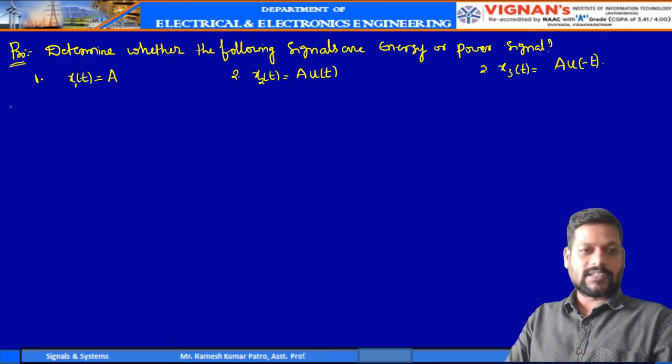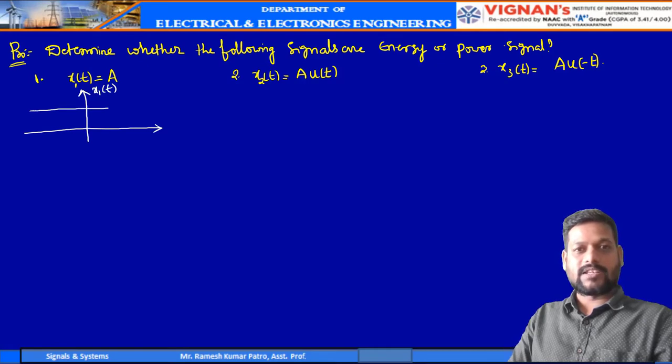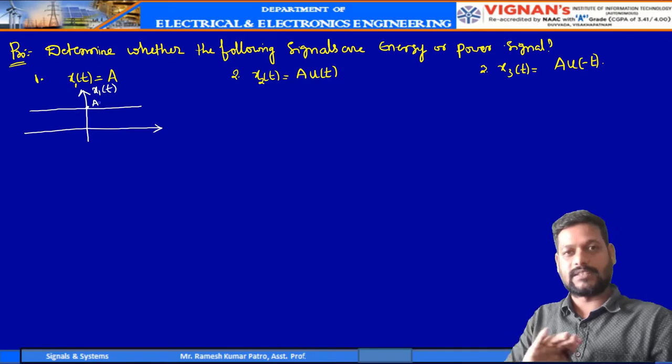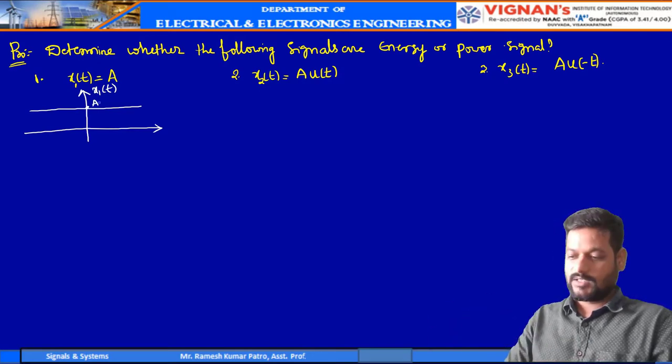The first problem is x of t is equal to a. If we draw the signal, it looks like this. This one is the signal x1 of t, which has a constant magnitude a. The height of this signal is a, which is a DC of amplitude a.